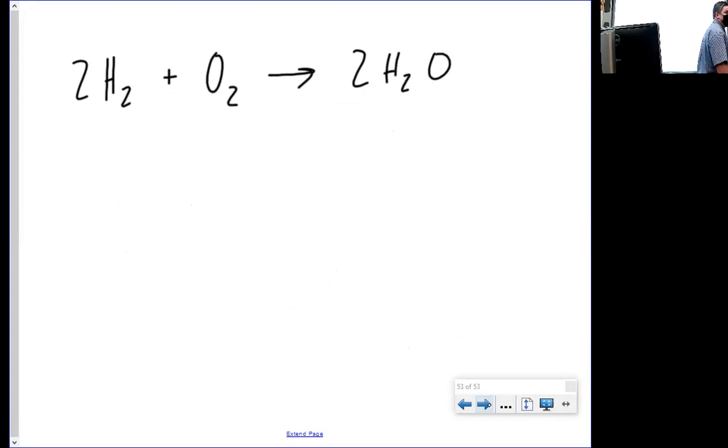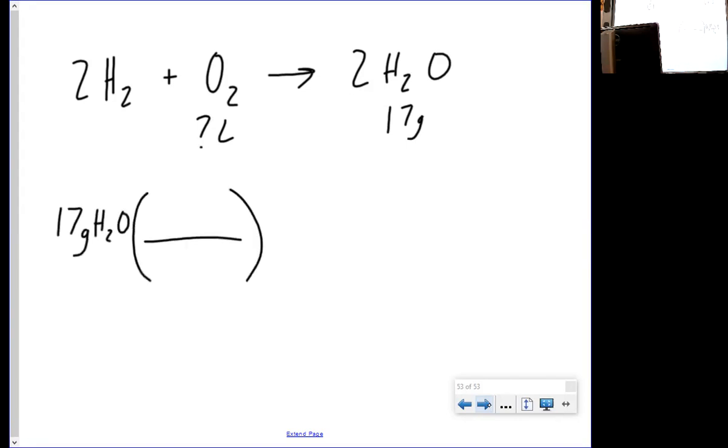All right, so I want to make 17 grams of water. And I want to know how many liters of oxygen I need to do that. Always start with what you know. You have 17 grams. Put grams of H2O. You have to do grams to moles, then moles to liters.